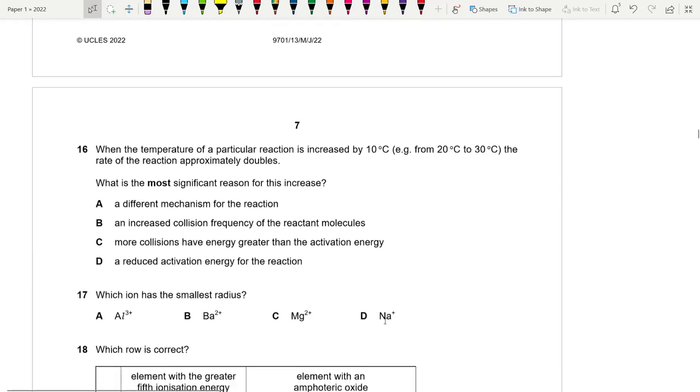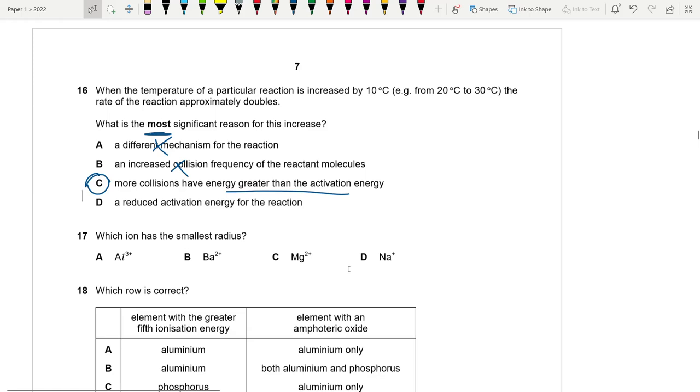When the temperature of a particular reaction is increased by 10 from 20 to 30, the rate approximately doubles. What is the most significant reason for this? Not a different mechanism, not increased collision frequency alone. We need to say that there are more collisions with energy greater than the activation energy. Successful collisions, right? Exactly. This is the answer. A reduced activation energy applies to catalysts.